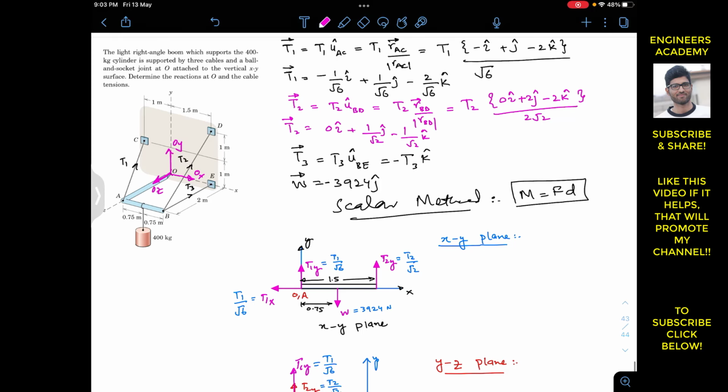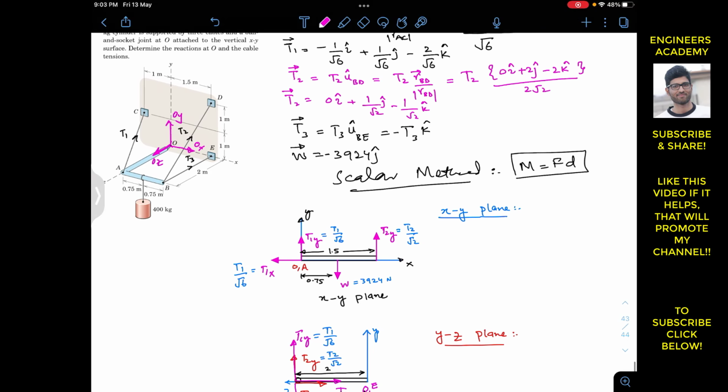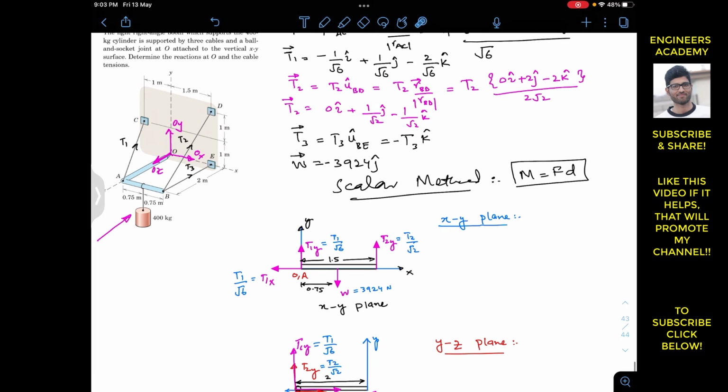To solve this problem by the scalar method, we have to draw the orthographic projection. First of all, we look into this whole system from this direction, and then draw the orthographic projection. From this direction we will be able to see this AB arm. This arm will not be visible since it is along the z-axis. From this direction we will be able to see the x and y axes. We will see this arm, which has a length of 0.75 plus 0.75, so this is 1.5. We will see the x-axis like this, and the y-axis. This is the 1.5 arm of that right angle boom, and the weight is going to act at a distance of 0.75. So this is the weight.